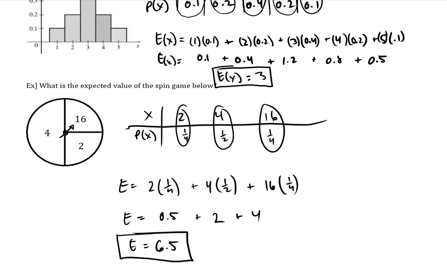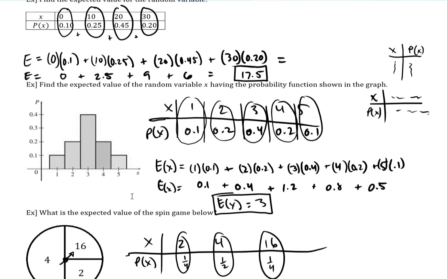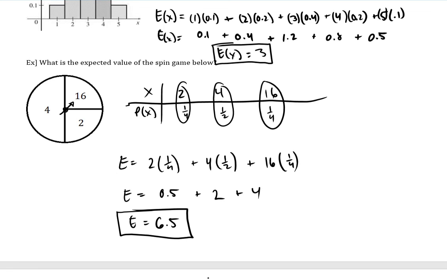Okay, this is the one I want to try to break down in words, because the first two are just abstract. We don't know what they were referring to. At least this time we see it's referring to a spin game. So this value, the 6.5, is like the "average value" of a spin. Notice we can't actually get 6.5 on a single spin, but this is the average value of a spin.